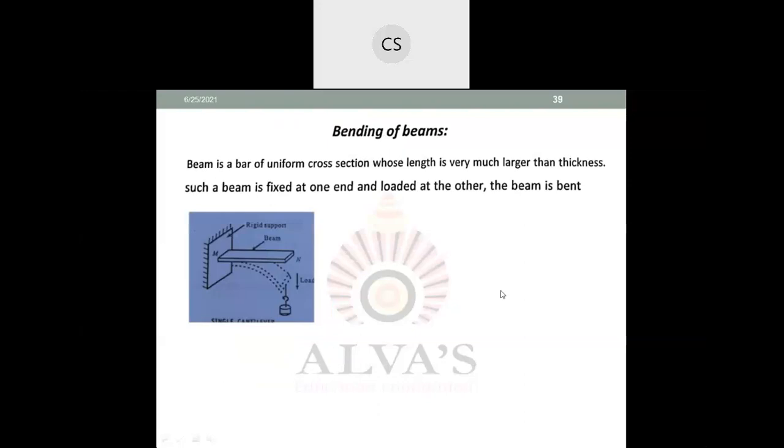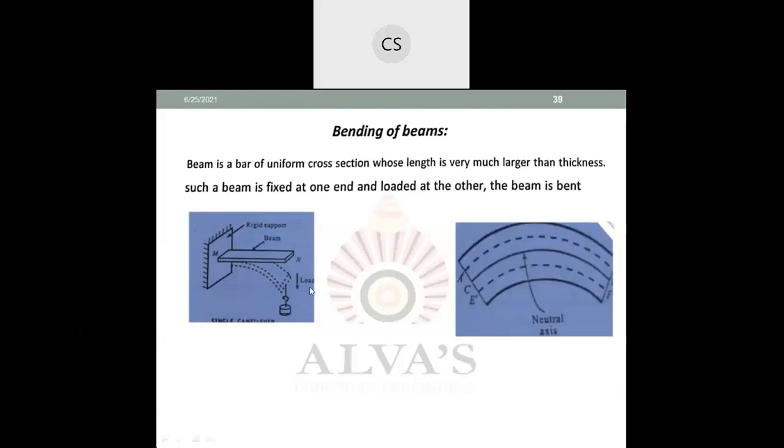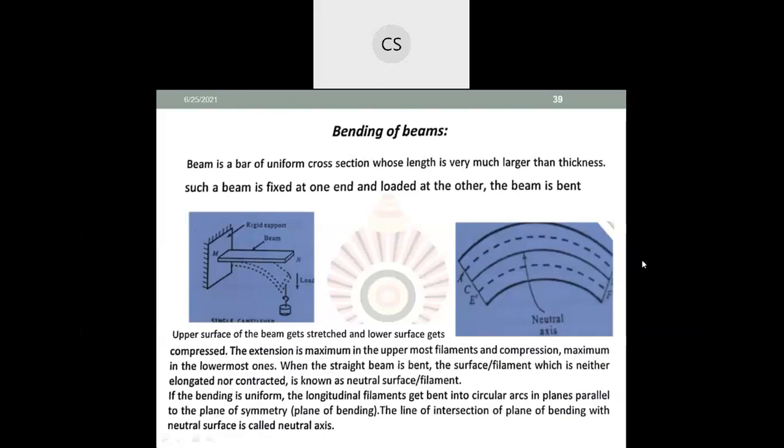You can fix at one end or either end, no problem. This end you can fix. That's a case of a bridge. A bridge is the best example. Both ends are supported, the middle is loaded. Then also the beam will bend. Whenever it is subjected to load, the beam is bent. What are the things that happen in the beam? Let us try to understand.